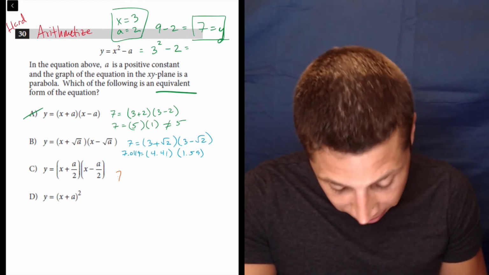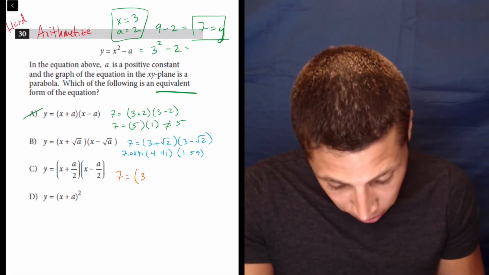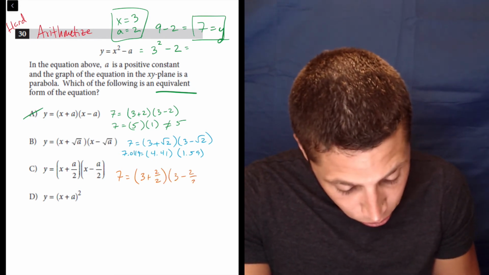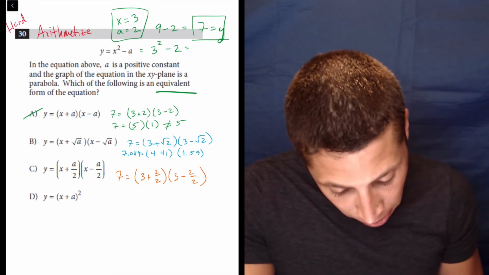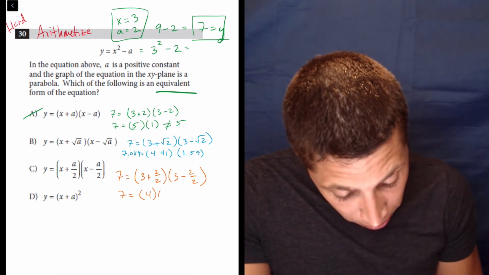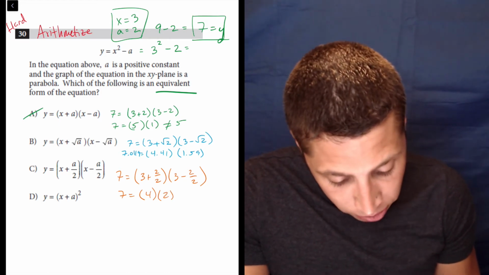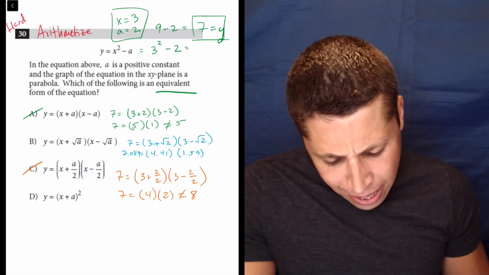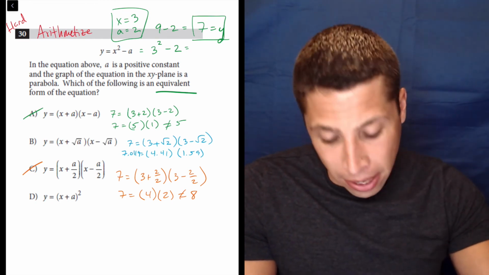So this is going to be 7 is equal to 3 plus 2 over 2 and 3 minus 2 over 2. So that 7 is equal to, well, 2 over 2 is 1, so that's 4. So times 2. Well, 7 is not equal to 8, so that's going to go away. And this is kind of why I picked 2 at the start.